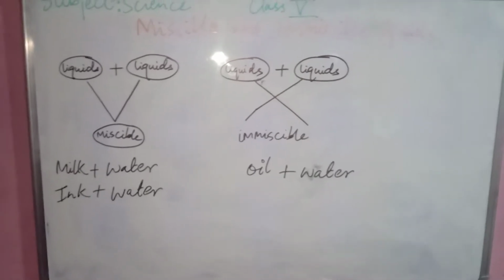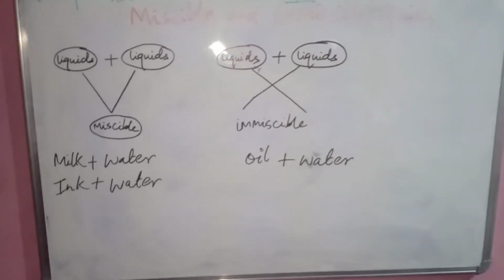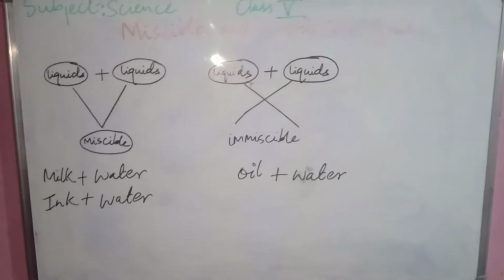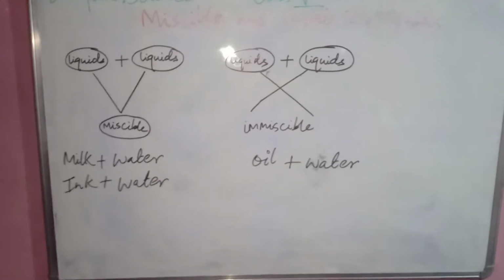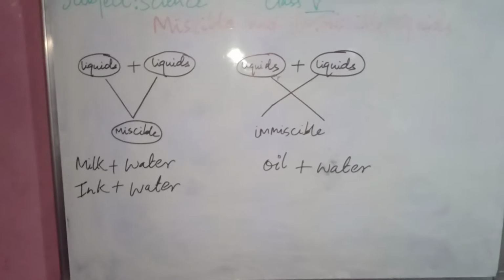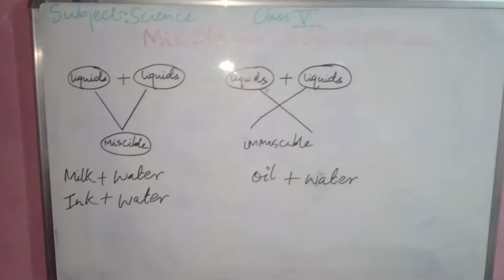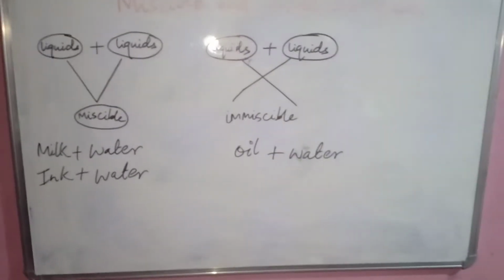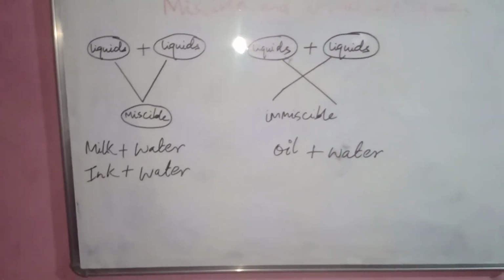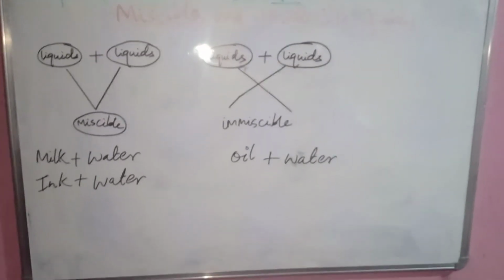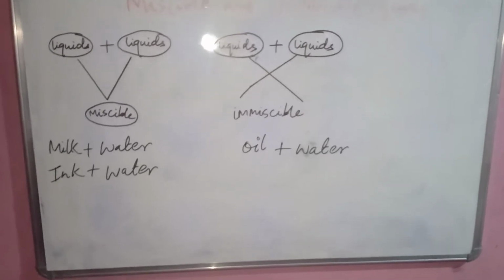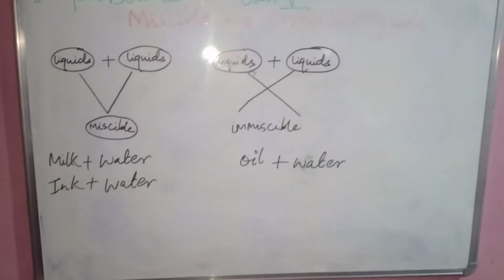When milk is added in water, it becomes miscible, which means it is not easy to separate those liquids from one another. And in immiscible liquids, like water and oil, when we mix them together, they do not dissolve completely in each other, so we can separate water from oil as well.